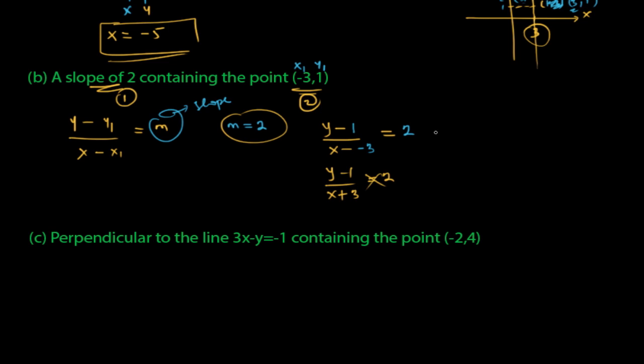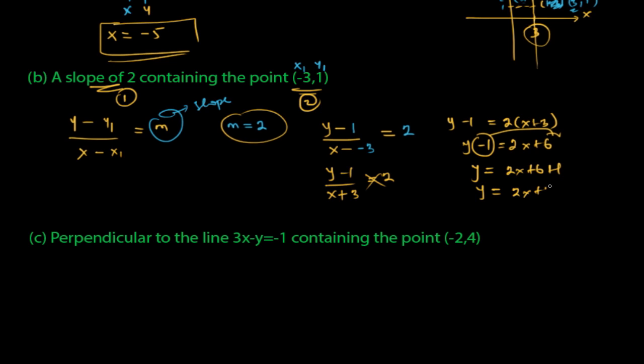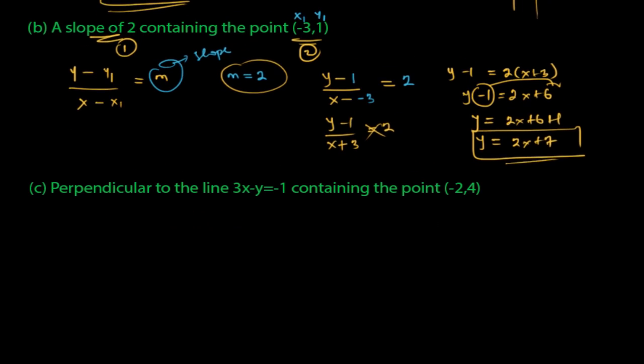So what you have is y minus 1 equals 2 times x plus 3. So that's y minus 1 equals 2x plus 6. So this is y equals 2x plus 6 plus 1, and that's going to be y equals 2x plus 7. So this is the equation of a line that satisfies those properties that we have there.